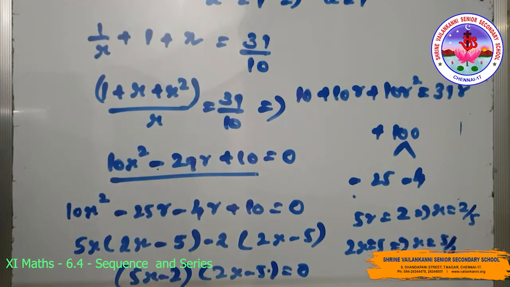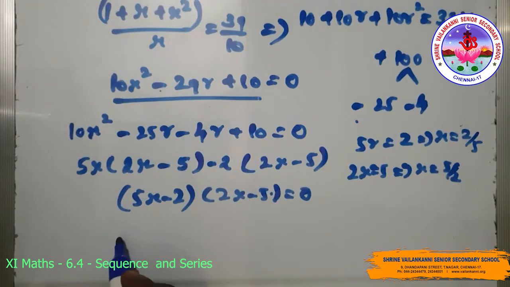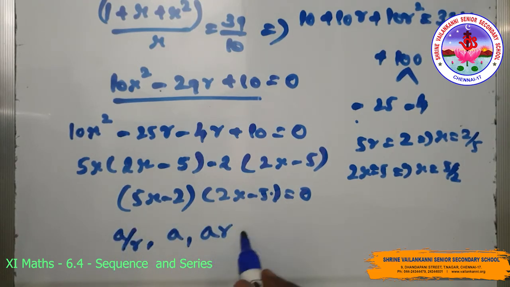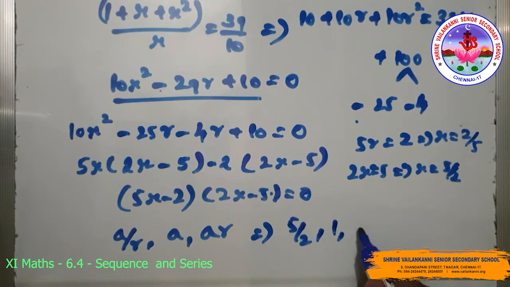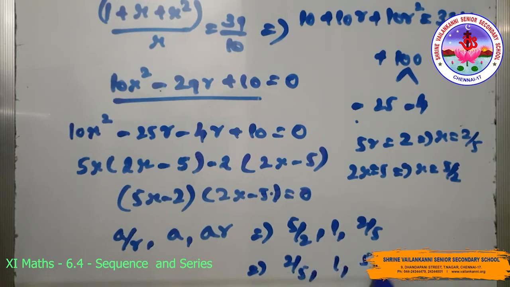Then the three terms of a GP are a by r, a and ar. So a is 1, r is 2 by 5. When we take r is 2 by 5, it's 1 by 2 by 5, that is 5 by 2, comma 1, and a into r, 2 by 5. And when r is 5 by 2, then it is 1 by 5 by 2. So 2 by 5, 1 and 5 by 2.